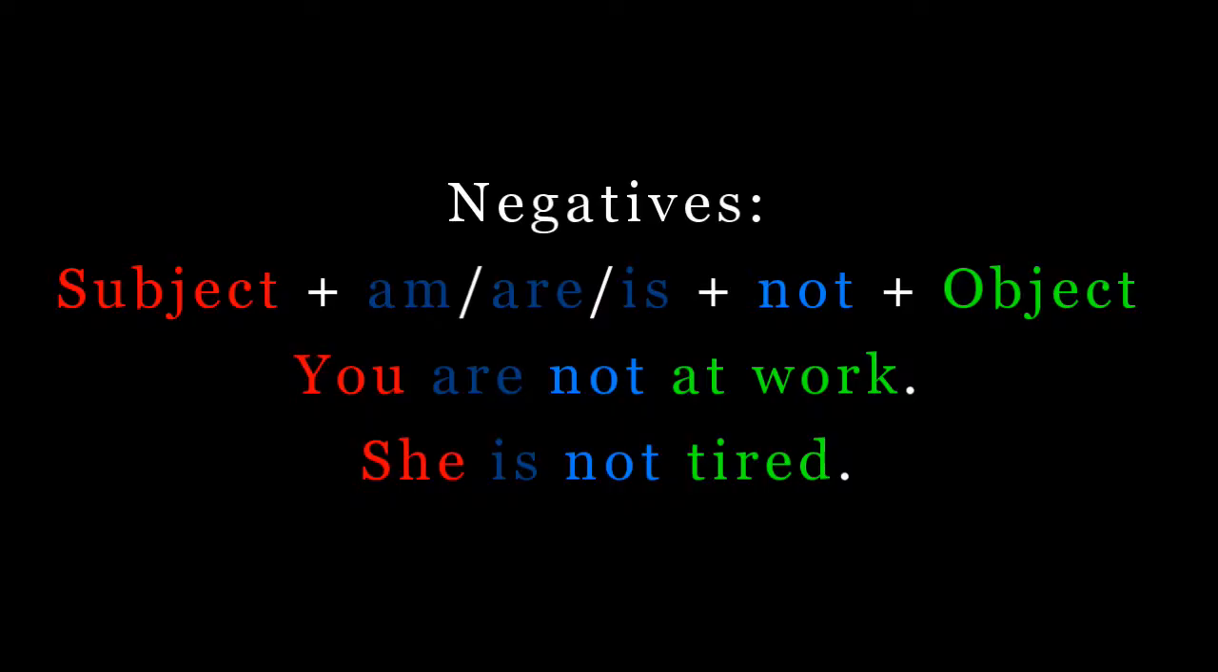Okay, next we have the negatives. Jetzt Verneinungen. Okay, with this, all we do is put not after the verb. So you are at work, statement; negative: you are not at work. Okay, alles, was wir tun, ist not geht nach dem Verb. Okay, so Bejahung, you are at work. Verneinung, you are not at work. She is tired, Bejahung. Verneinung, she is not tired.